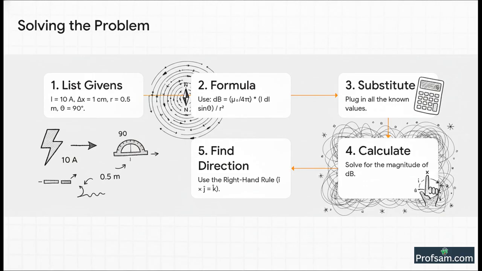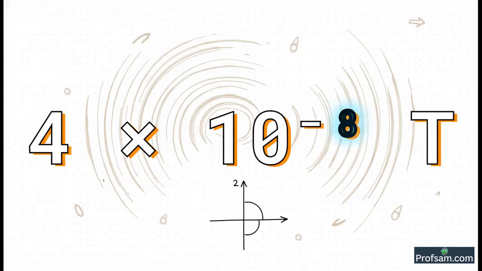Step 4 is the calculation part. And for the final step, number 5, the direction. Our element dl is along the x-axis, so that's the i cap direction. Our position vector r is along the y-axis, the j cap direction. And from our vector classes, we know that i cap cross j cap gives us k cap, which means the direction is along the positive z-axis. Simple as that.